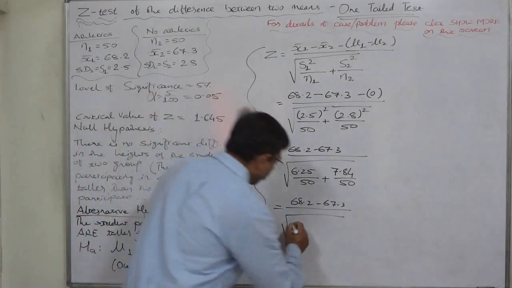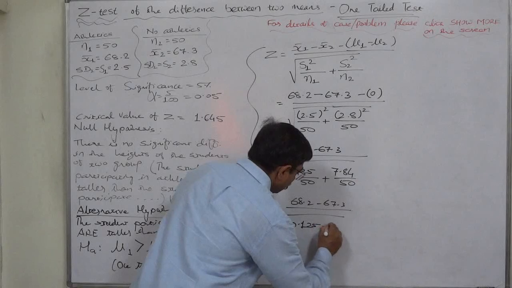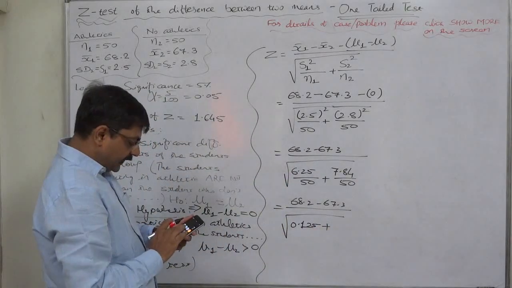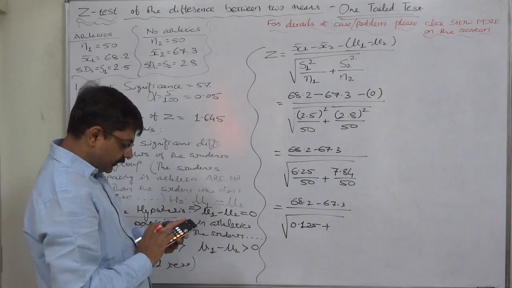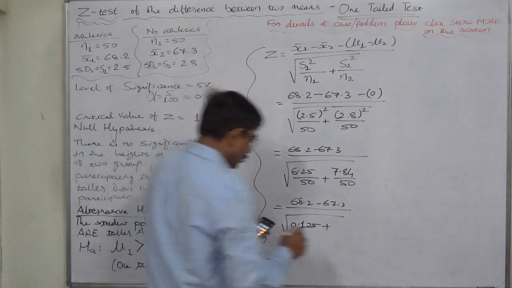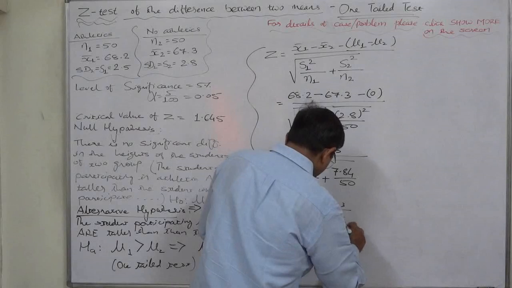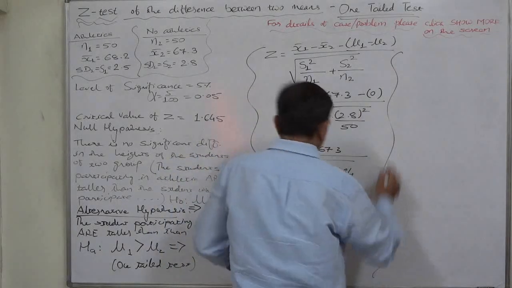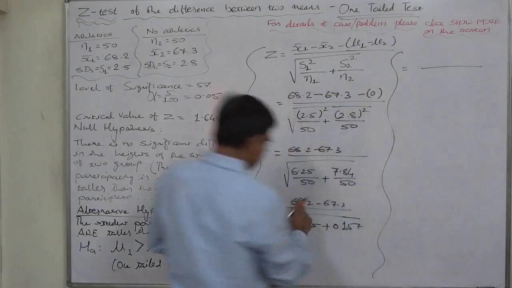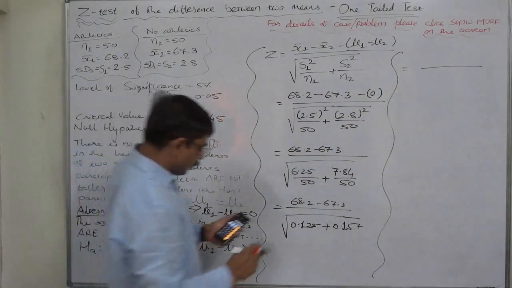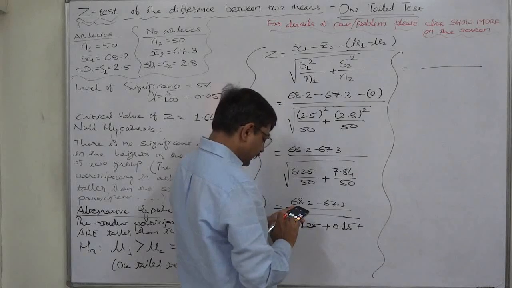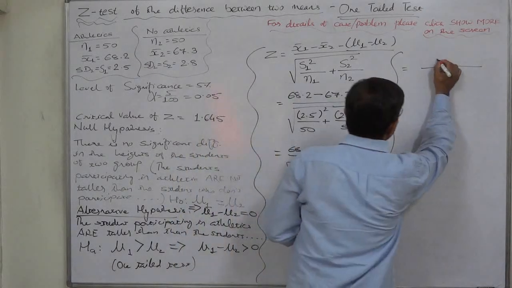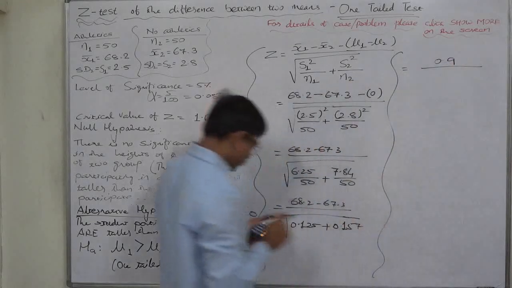It comes to 0.125 plus 7.84 divided by 50. It comes to 0.157. Okay. So now it will be 68.2 minus 67.3. 68.2 minus 67.3. I know that it is 0.9, but I am not going to take any chance.